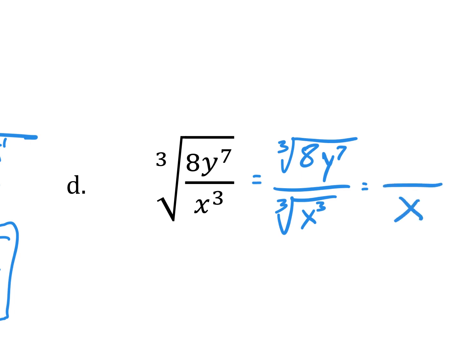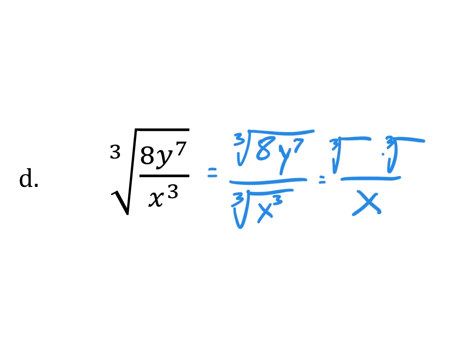The cube root here, we've got to break this into two cube roots, what we can cube root and what we can't. Can we cube root 8? Sure can. Can we take the cube root of y to the 7th? No, because that's not divisible by 3. What is the closest exponent that is? The closest we can get is y to the 6th.